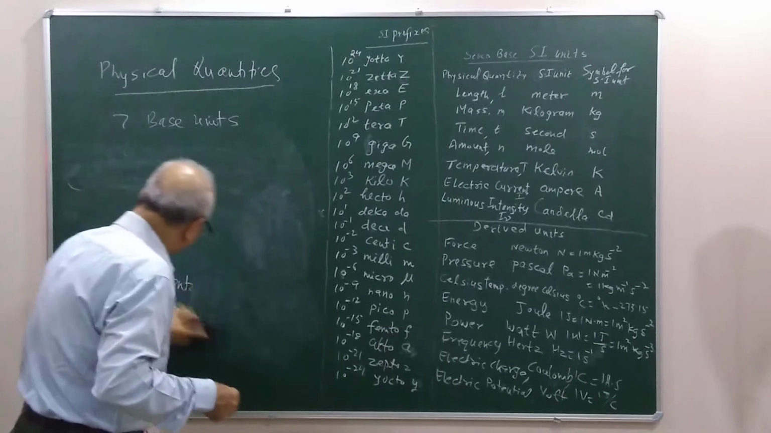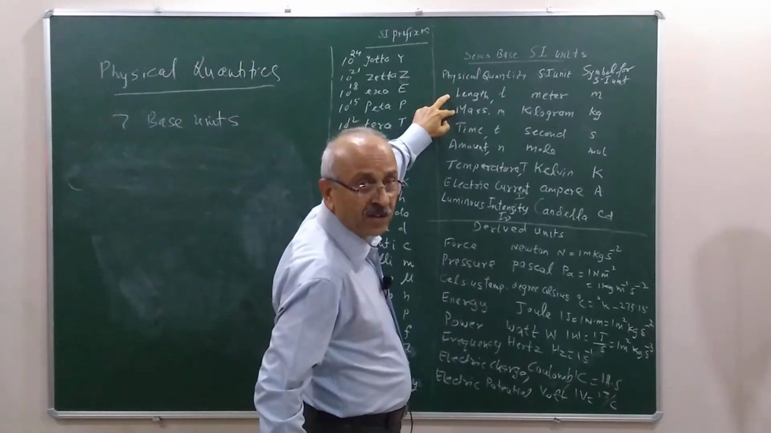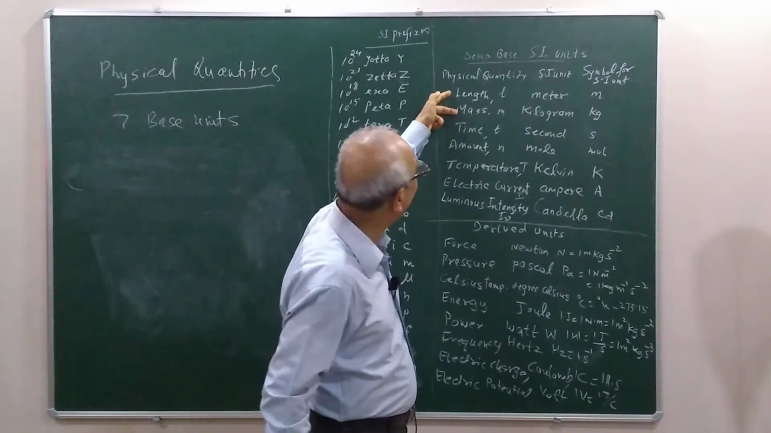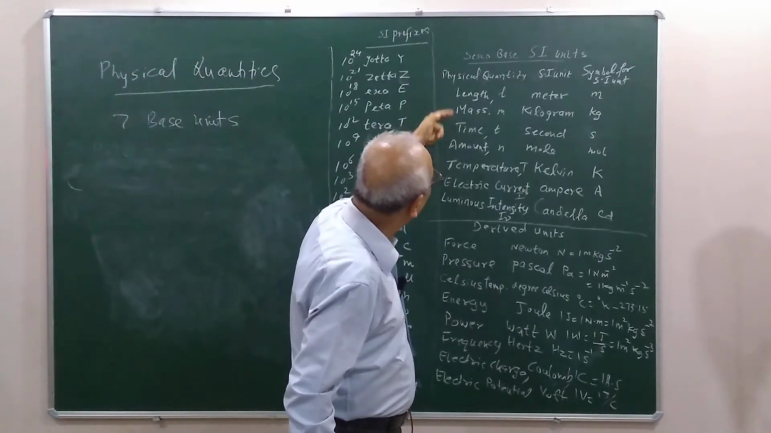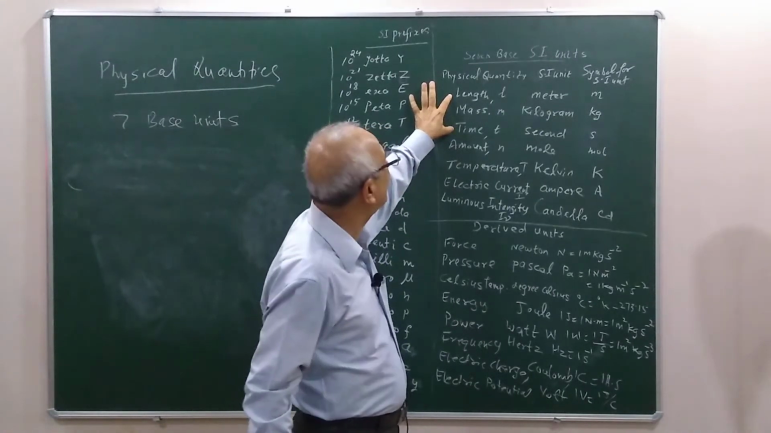The important thing is that length has no relation with mass. I cannot add length to mass because they are two different properties. They are independent of each other. They are not dependent. Similarly, length and time, I cannot add length to time because they are two different fundamental units.